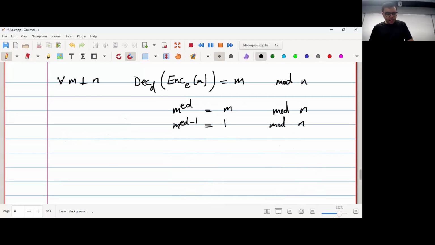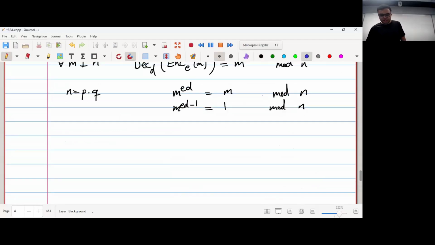Okay, remember that N is P times Q. I want the decryption of the encryption of every message to be that message itself, which means that I want M to the power of ED to be equal to M. And I said that in order to have this, it is sufficient to have that M to the power of ED minus 1 is equal to 1 modulo N. And again, this N was P times Q.